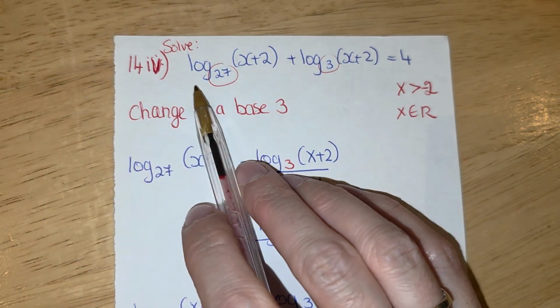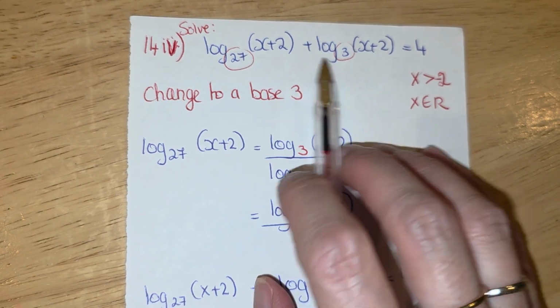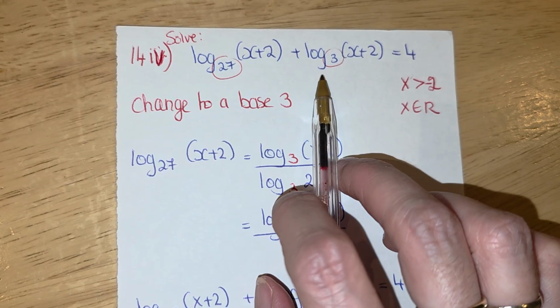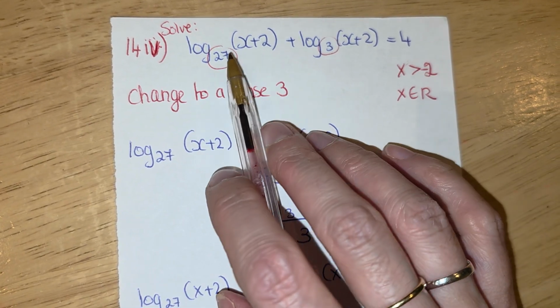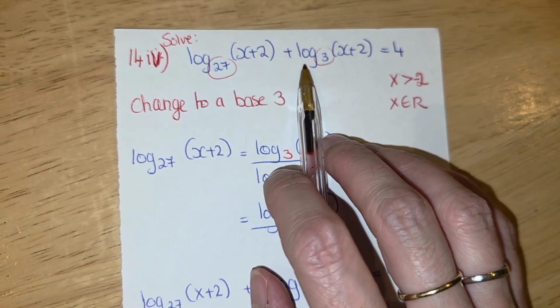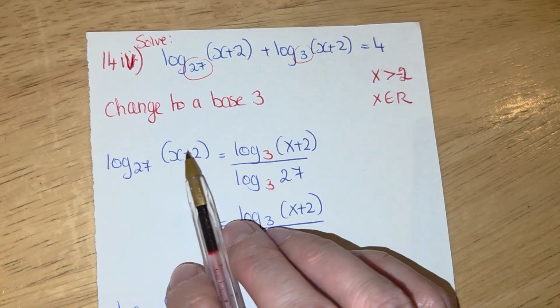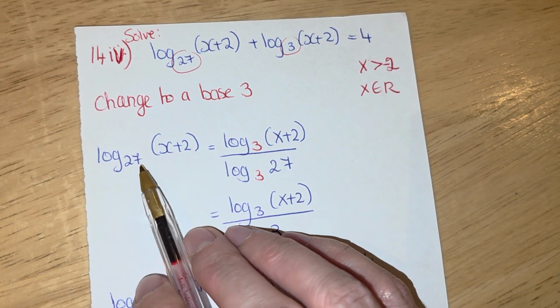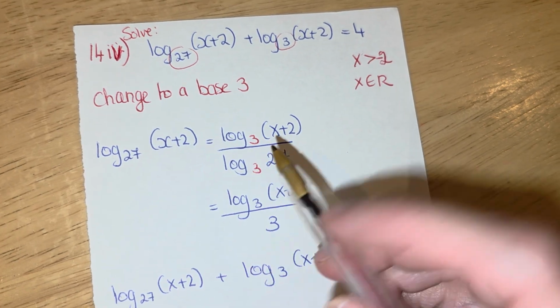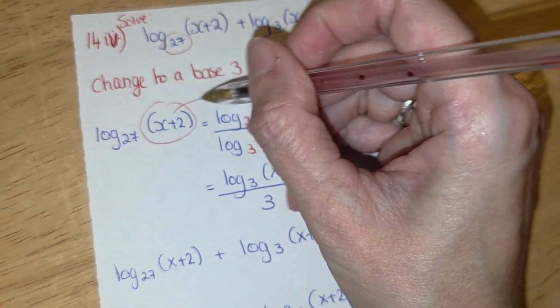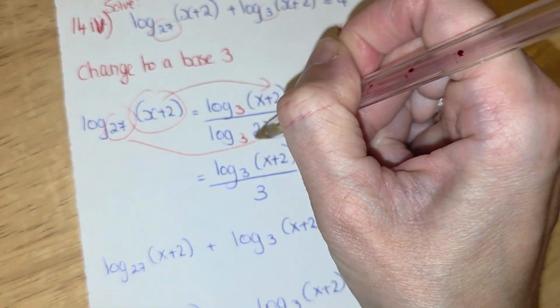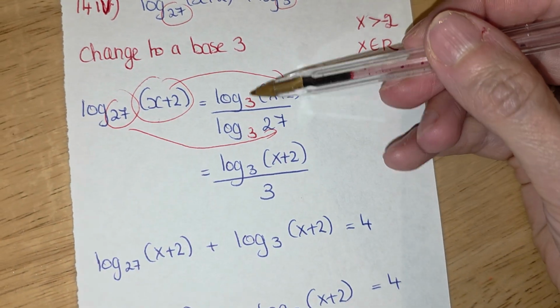Okay, part 4, solve the following equation. Again, look at the bases, they are different. So you need to bring it all to the same base. Given that 3 is a factor of 27, I'd bring everything to a base of 3, which means I have to adjust this one. So I am rewriting the log of x plus 2 base 27. I'm writing it so that it has a base of 3. So again, your x plus 2 will go on top and the 27 goes underneath. And they both are a log of base 3.